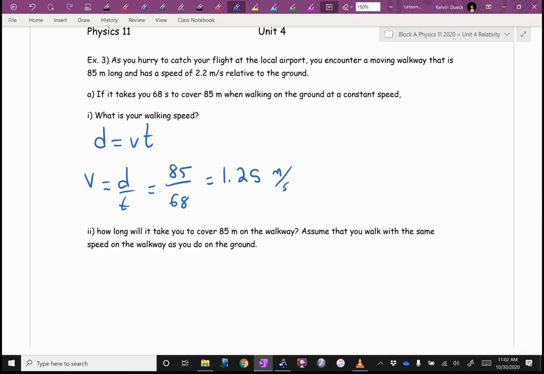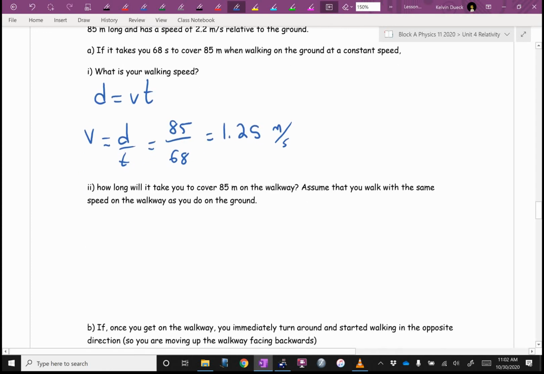First of all, how long will it take you to cover 85 meters on the walkway? Assume that you walk with the same speed on the walkway as you do on the ground. So now instead of walking the 85 on the ground, you're going to walk on the walkway. How long will it take you to cover that?